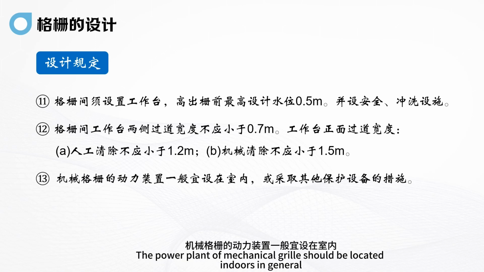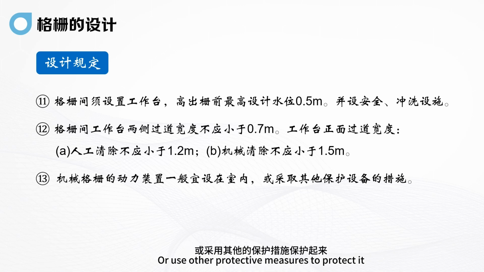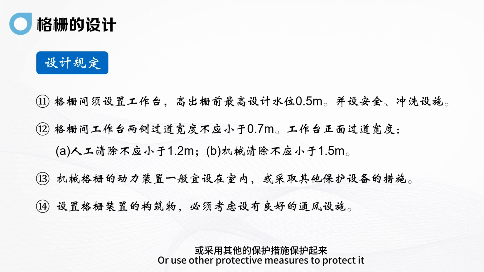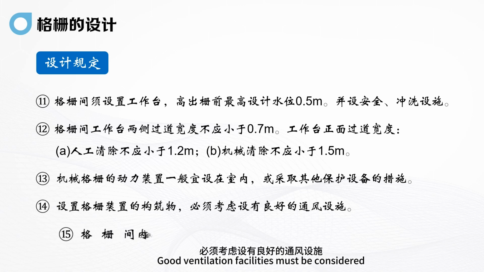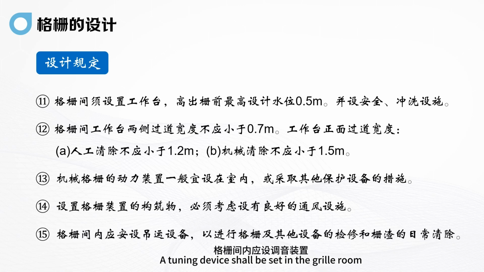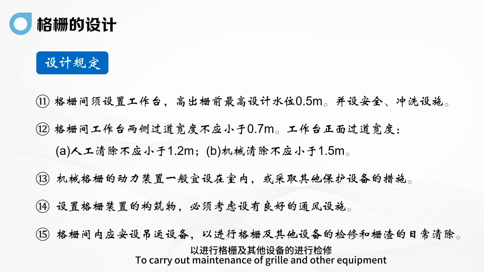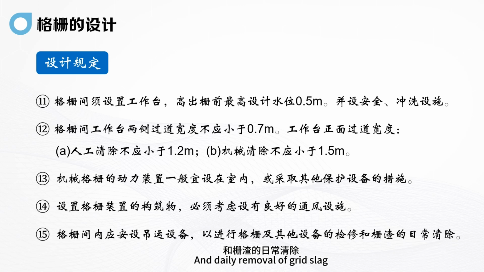The power plant of the mechanical grill should generally be located indoors, or other protective measures should be used to protect it. Installations and structures with grills must consider good ventilation facilities. A hoisting device shall be set in the grill room to carry out maintenance of the grill and other equipment, and daily removal of grid slag.